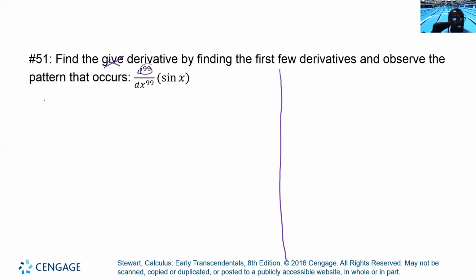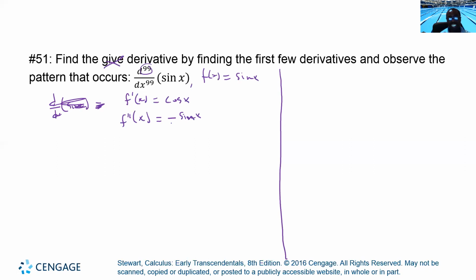So first, let's do the first derivative, that is d dx of sine. Let me call my f of x sine x. So what is my f prime of x? F prime of x is cosine of x. What is f double prime of x? If I differentiate cosine of x, I get negative sine x. Remember I just showed you it's negative sine x.